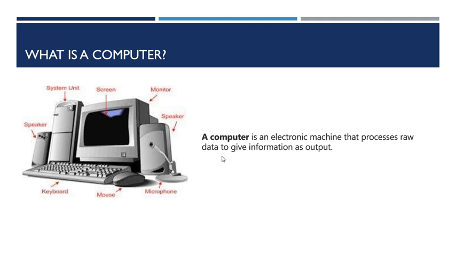So what do you mean by data or raw data? Data is nothing but a collection of raw facts, figures or instructions which do not have much meaning. But what is information? Information is that processed set of raw data, which is processed into a form which human beings can understand. That is known as information. So a computer gives information as output through different output devices.